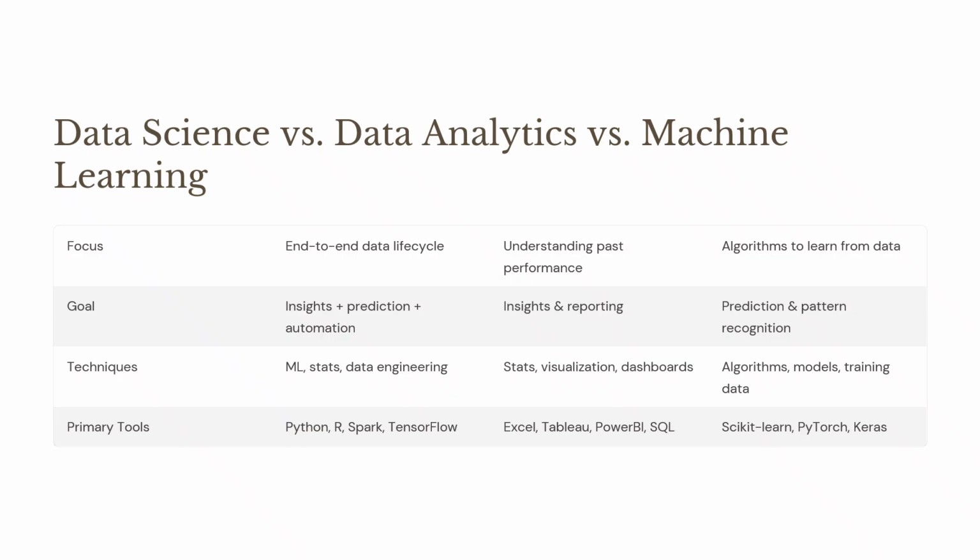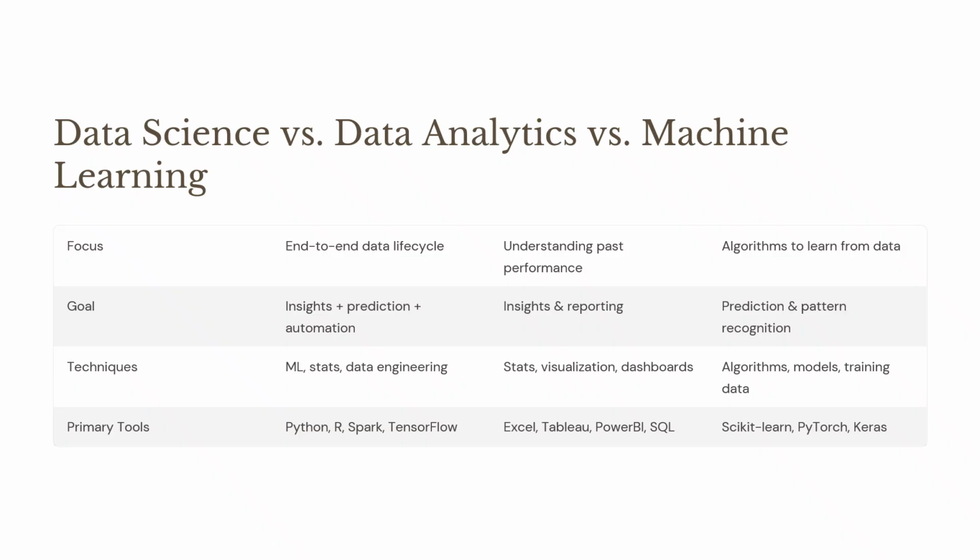The techniques implemented in data science are ML models, some statistics and data engineering concepts, and some mathematical models. Whereas in analytics, we go for statistics, visualization, and dashboards. The best example is Power BI for data visualization. And lastly, for algorithms, models are trained on data and implemented with the support of programming languages like Python, R, or any other programming languages.